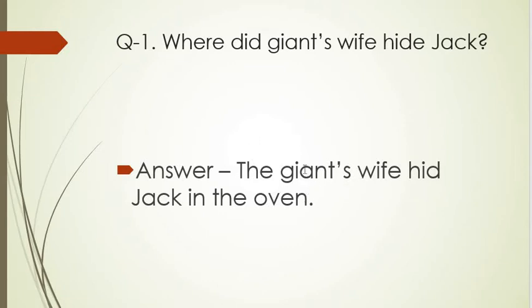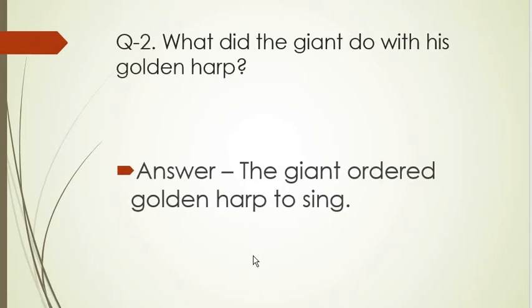I'll repeat one more time so you can write the answer. The giant's wife hid Jack in the oven. One more time I'll repeat it for you so you can just write it down. The giant's wife hid Jack in the oven. Okay? Fine. I'll just move the page, and the second question is here.